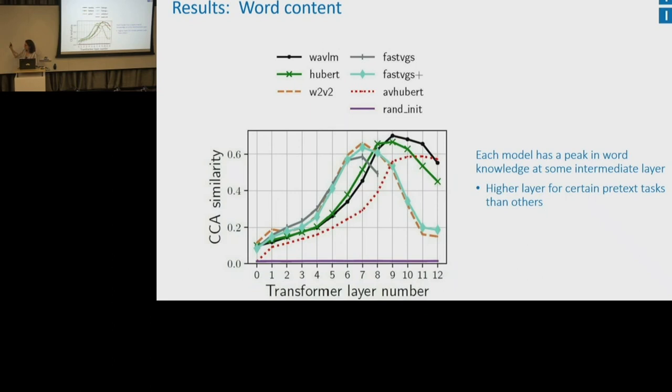Is there a question over here? So CCA similarity is like higher, better, like more correlated? Higher is more similar, yeah, more correlated. And it goes up to one? Yep.